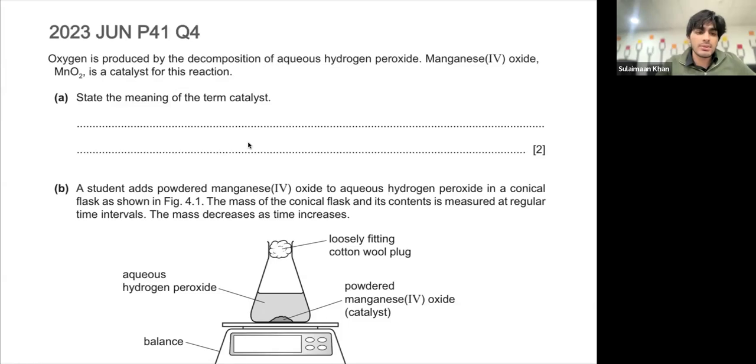What is a catalyst? A catalyst is a chemical substance, or a substance, say whichever you like. A chemical substance.